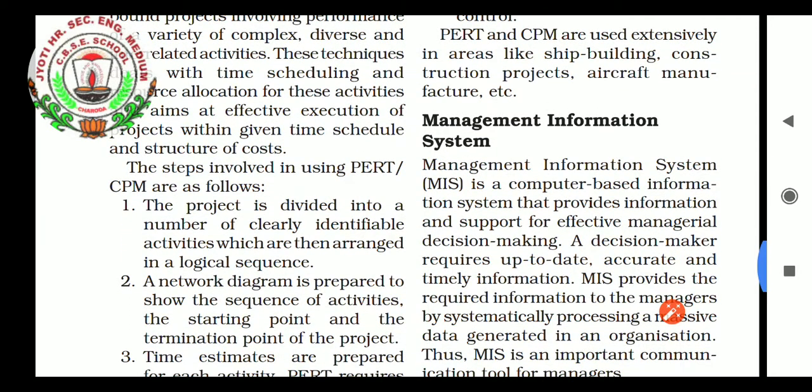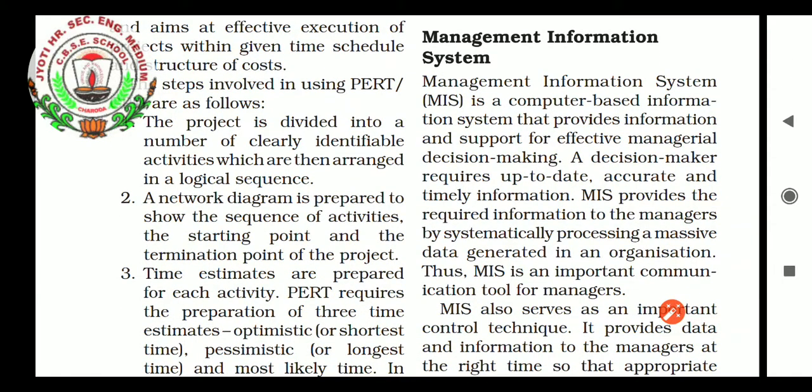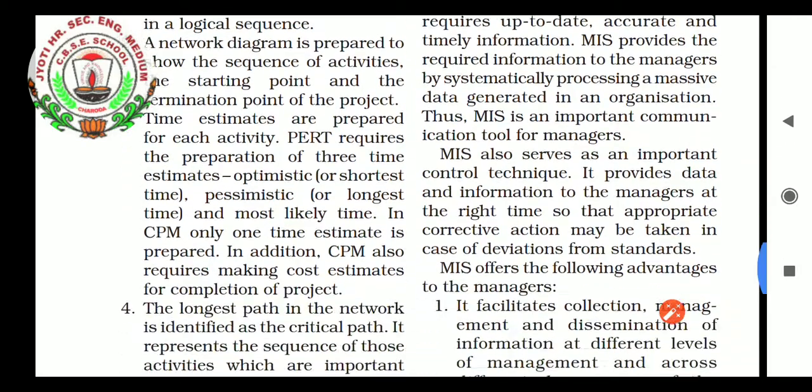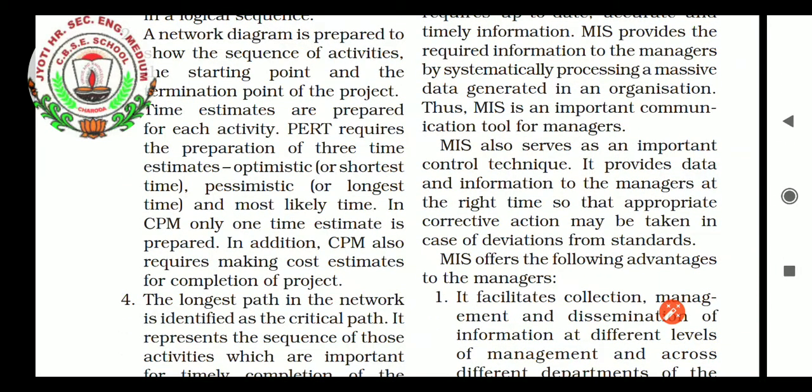The project is divided into a number of clearly identifiable activities which are then arranged in a logical sequence. A network diagram is prepared to show the sequence of activities, the starting point and termination point, that is, the end point. Time estimates are prepared for each activity. PERT requires the preparation of 3 time estimates: optimistic, pessimistic, and most likely time. In CPM, only one time estimate is prepared. In addition, CPM also requires making cost estimates for completion of the project.